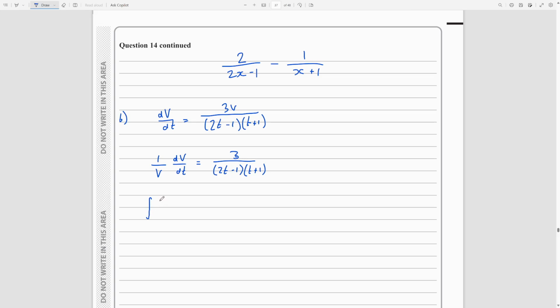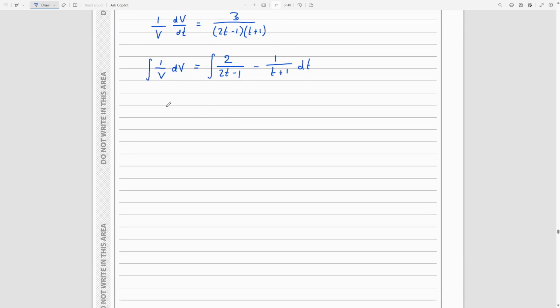If I integrate the left-hand side with respect to t, I get 1 over V times dV by dt, and the dt's cancel, so we get the integral of 1 over V dV. And if I integrate this with respect to t, I can use my partial fractions: the integral of 2 over 2t minus 1 minus 1 over t plus 1 dt. And this is all now doable. On the left-hand side, it's just ln V. And on the right, the integral of this is actually just ln of 2t minus 1, because when you differentiate that, you get 1 over 2t minus 1 multiplied by the derivative of this, which is 2. And this one is just minus ln of t plus 1. And then don't forget the plus c.